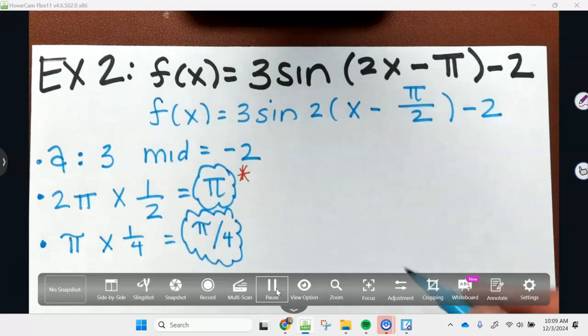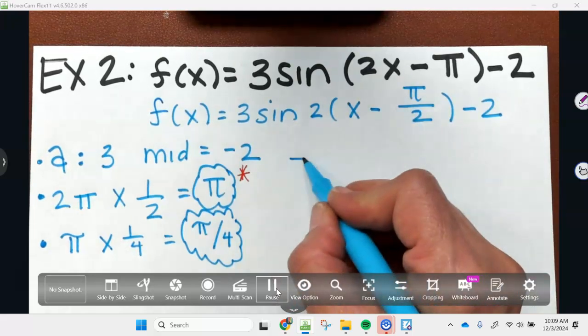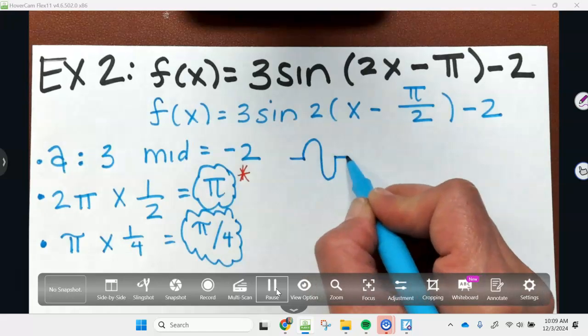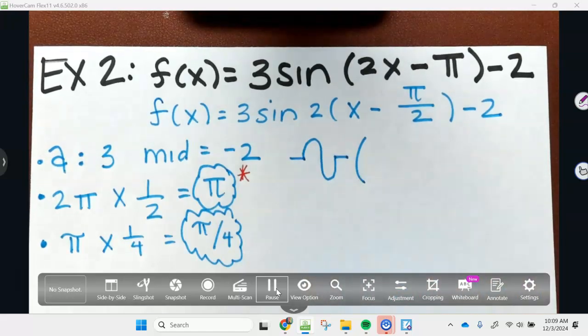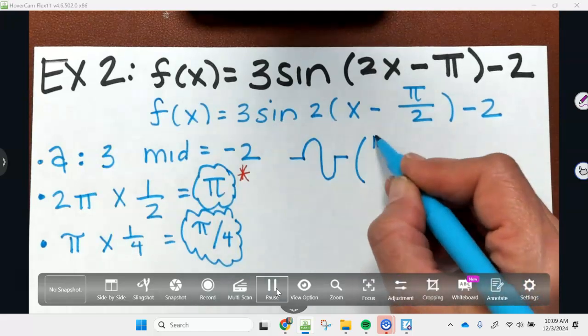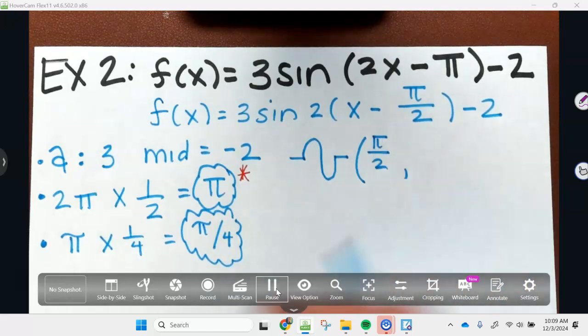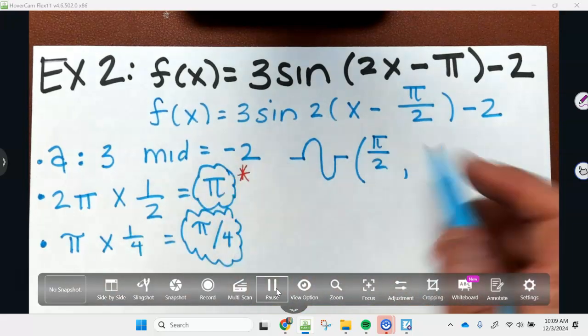Let's draw the shape. It is a sine curve. Starts in the middle, goes up, goes down, ends in the middle. Remember, it always starts with a phase shift. So we're going to write positive pi over 2. And guys, if it starts in the middle, then it starts on the midline. And the midline is negative 2.